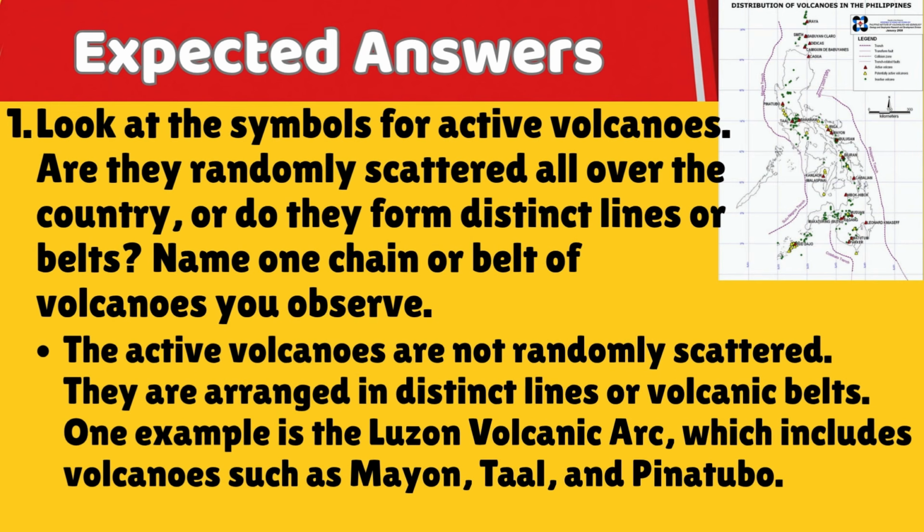The active volcanoes are not randomly scattered. They are arranged in distinct lines or volcanic belts. One example is the Luzon Volcanic Arc, which includes volcanoes such as Mayon, Taal, and Pinatubo.